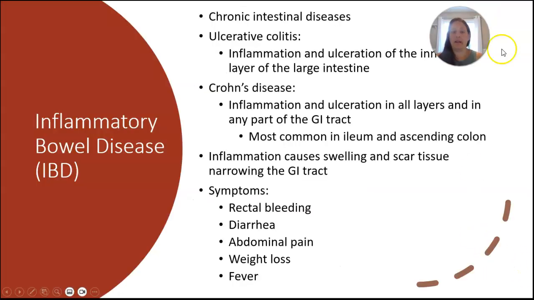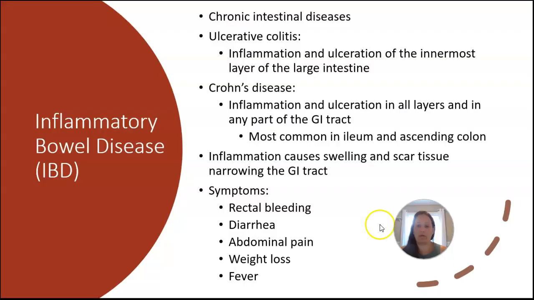Okay. And then we've got IBD, so inflammatory bowel disease, which is different from irritable bowel syndrome. This is also a chronic intestinal disease. Ulcerative colitis and Crohn's fall into this category. So ulcerative colitis is inflammation and ulceration of the innermost layer of the intestine, okay, the large intestine. Crohn's is inflammation and ulceration in all of the layers, not just the innermost layer, but all of the layers, and it can be in any part of the GI tract, not just the large intestine.